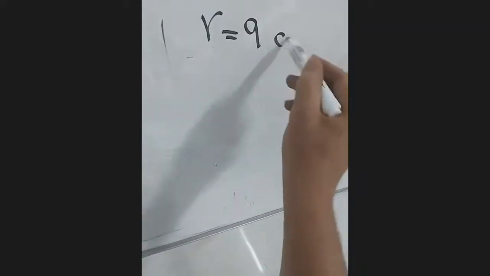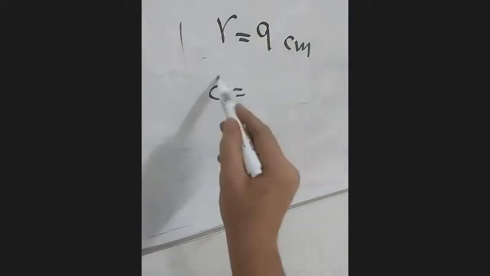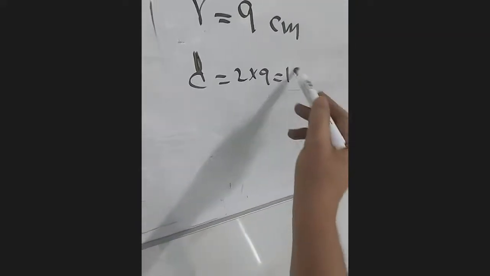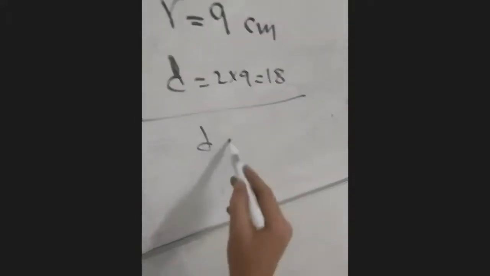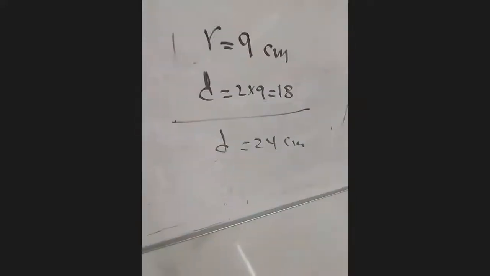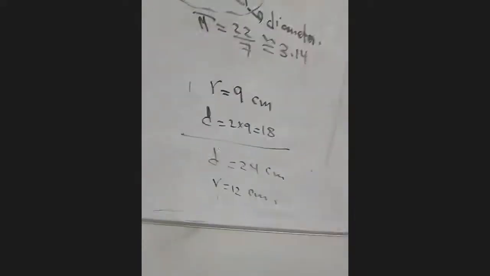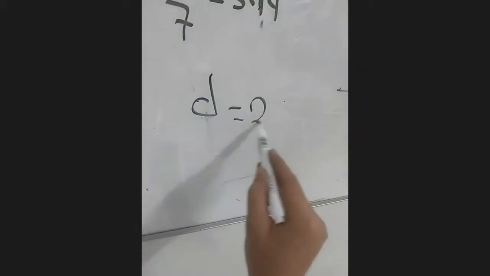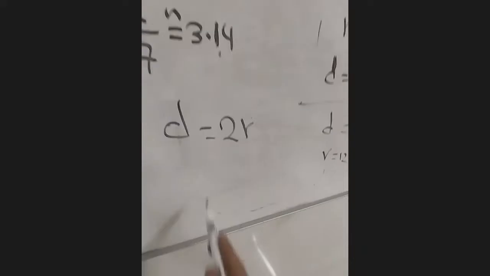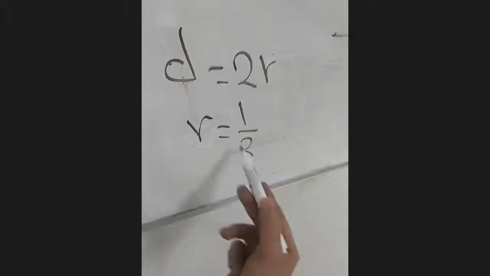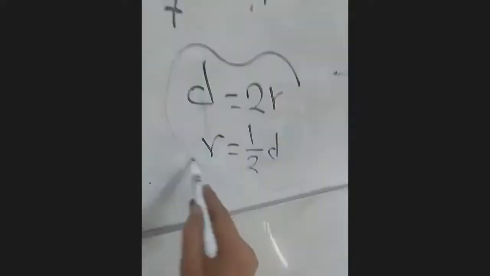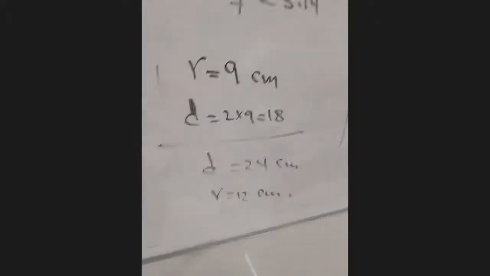If the radius is 9 centimeters, the diameter is 2 multiply 9, which is 18. If the diameter is 24 centimeters, the radius should be half of 24, which is 12 centimeters. This is the idea: the diameter equals 2 multiply the radius, but the radius equals half of the diameter. This is the relationship between the radius and the diameter, okay? Now, let's go to example 1.